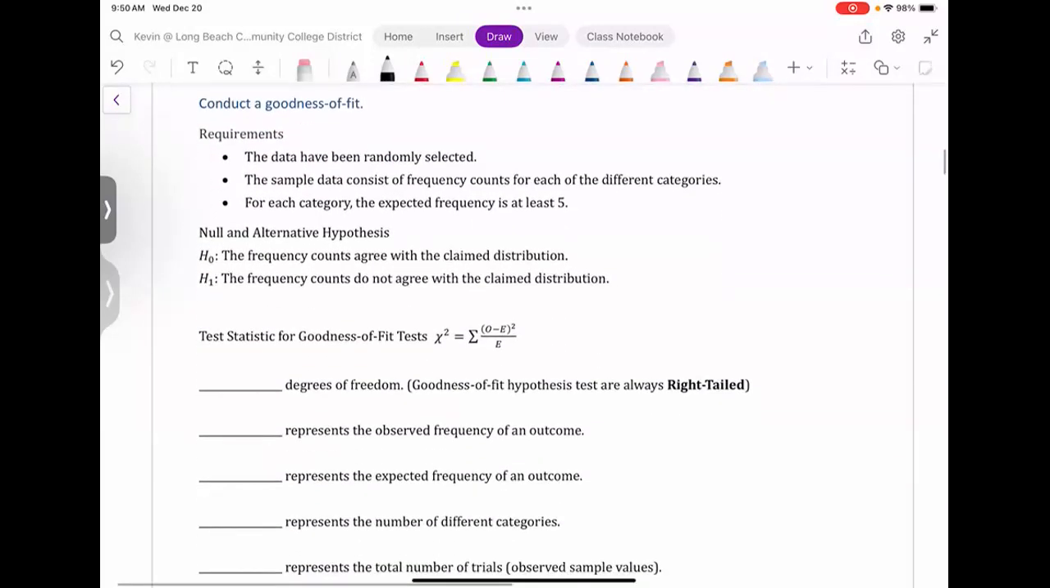Conduct a goodness of fit. Data needs to be randomly selected. The sample data consists of frequency counts for each of the different categories. And for each category, the expected frequency is at least 5. That's fine.